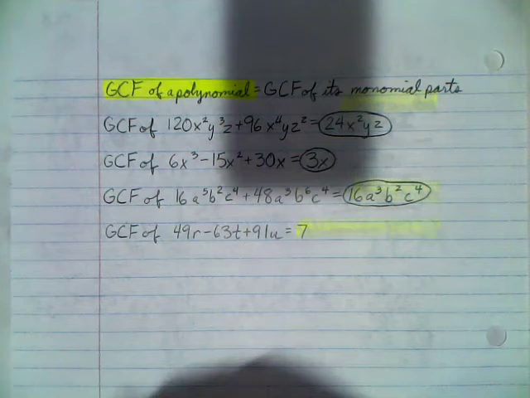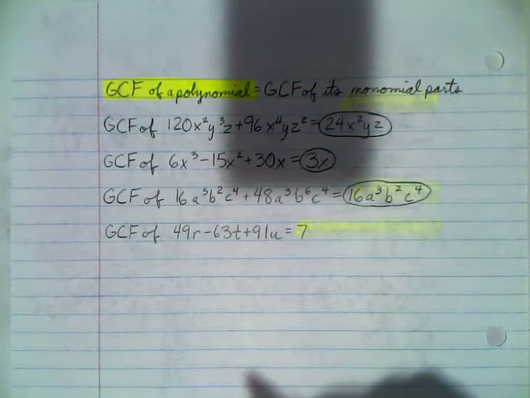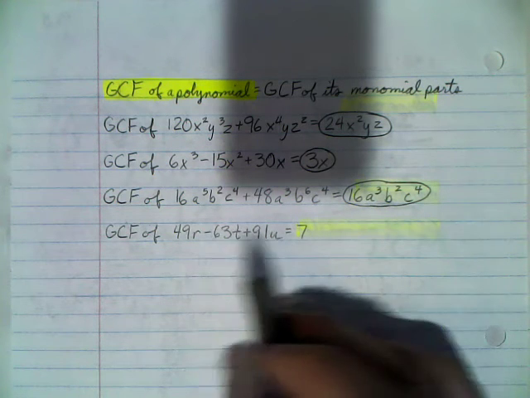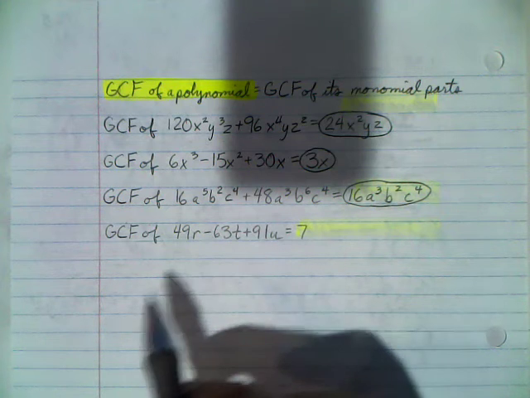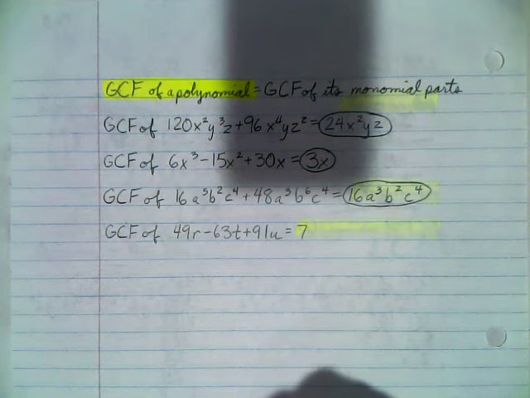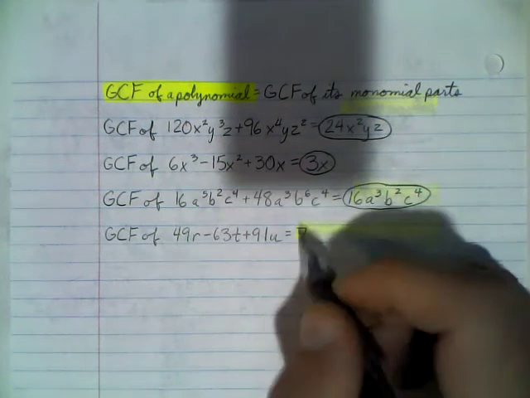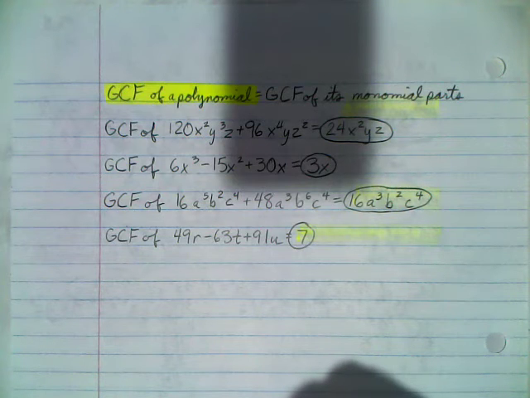Look at the variables now. How many r's can I pull out of each of these? Well, none. These two don't have any r's. Same thing with the t's. These two don't have t's. Same thing with u's. These two don't have u's. So there's actually no variables that we can pull out of this, because each term would have to have that variable. So therefore, the GCF of this is just 7.